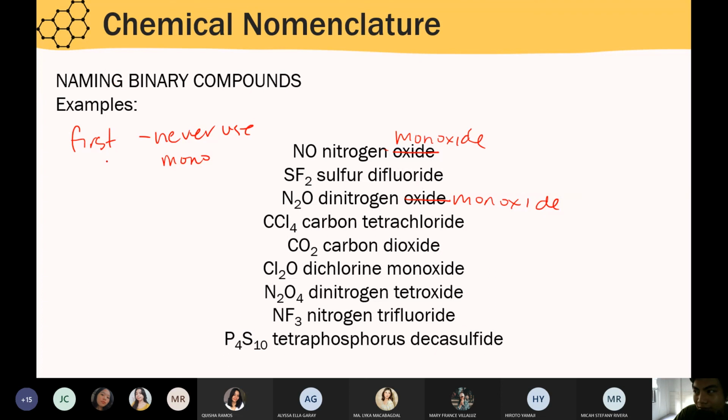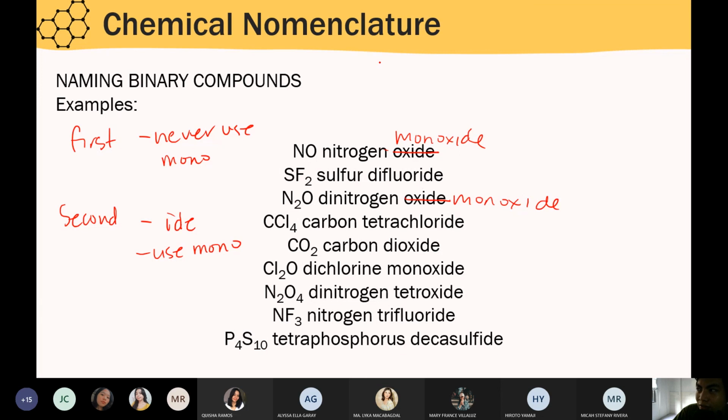That's the only rule. Never use mono for the first element, but the di, tri, tetra can be used. For the second element, it should always end with the suffix ide, and you can use the mono here. So monoxide, monoxide. You can use the mono prefix.